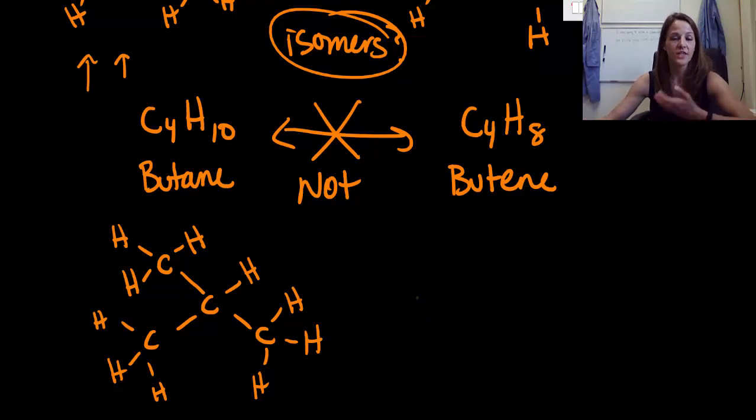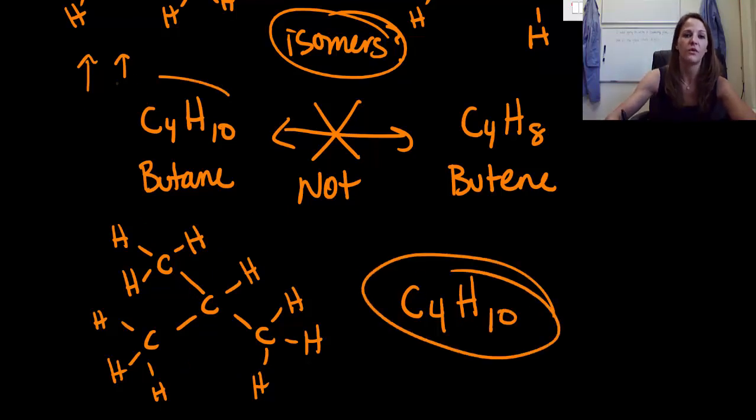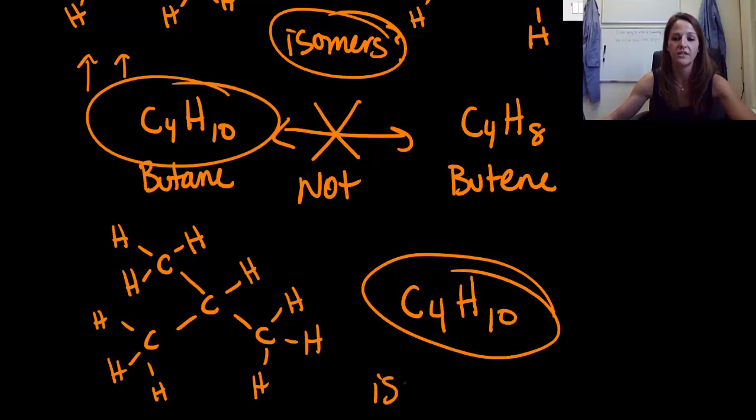Hopefully you did. The first thing you have to do is identify the molecular formula. Let's count our carbons: 1, 2, 3, and 4. We have 4 carbon atoms. Now let's look at our hydrogens: 1, 2, 3, 4, 5, 6, 7, 8, 9, and 10. We have C4H10. These two are definitely isomers. One has a linear geometry, one has a branched geometry, but they are definitely isomers.